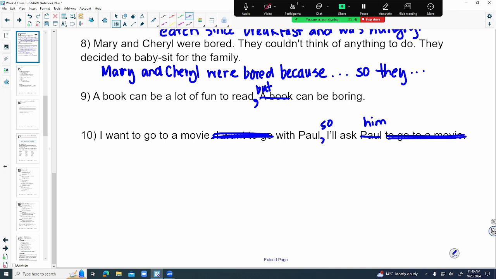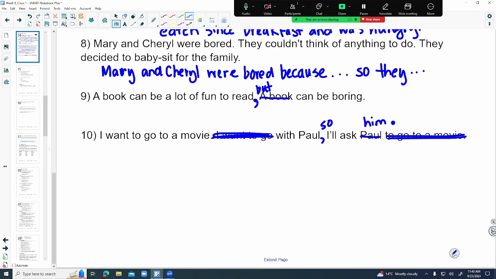And we don't need to add the rest of it to go to a movie because we've already said it. I want to go to a movie with Paul, so I'll ask him. Period. Okay, so there's lots of different ways to combine sentences, and combining sentences, especially if they're short, choppy sentences, makes your writing sound better. It makes it sound more mature.